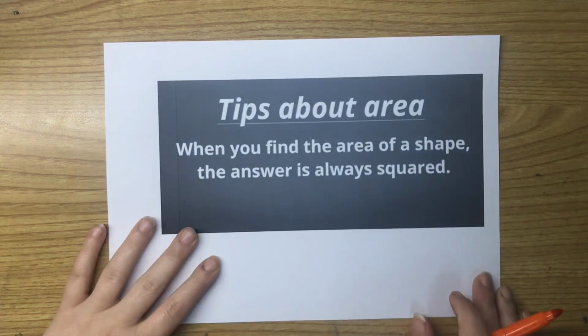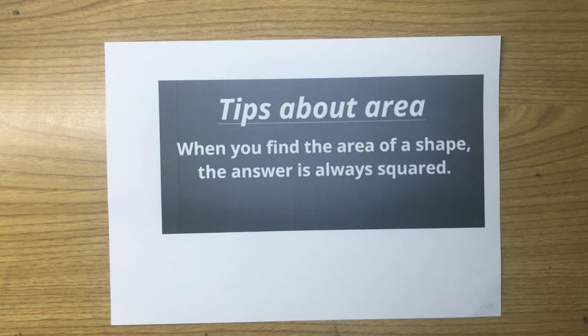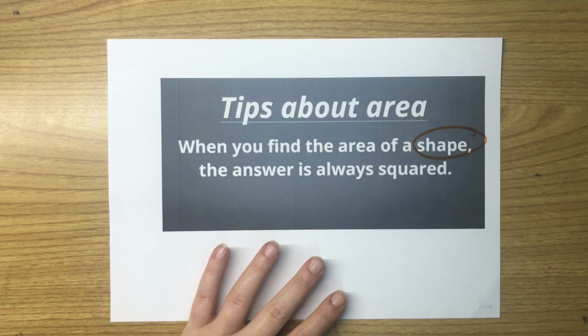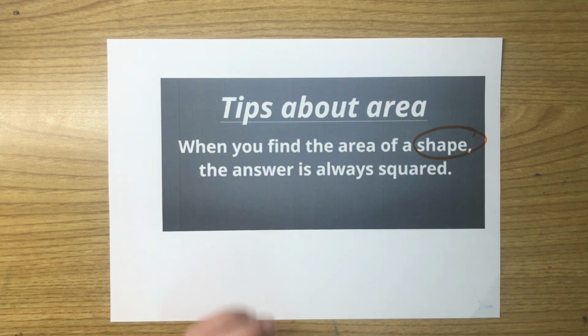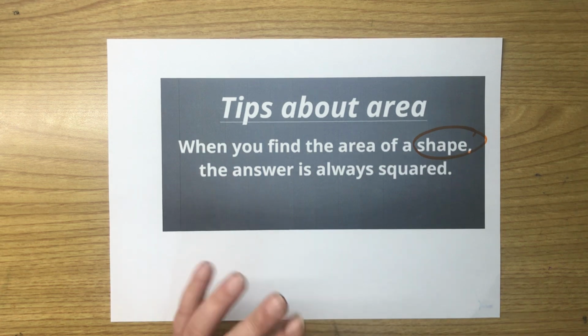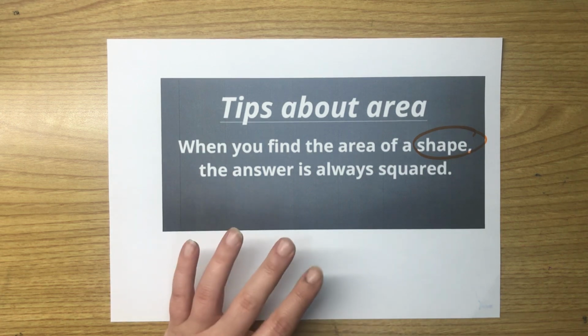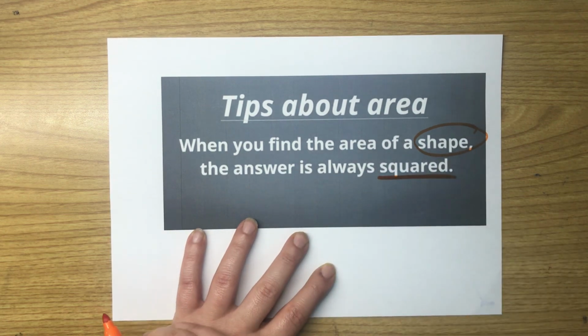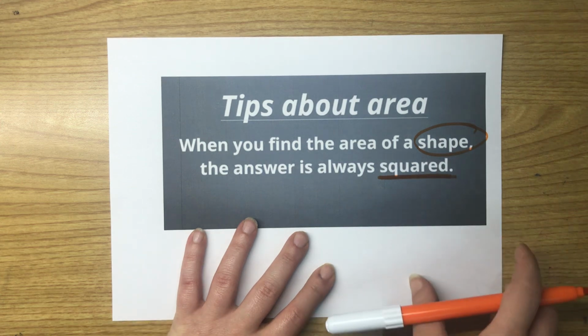Now tips about area. When you find the area again of a shape, any shape, not only the square, not only the rectangle, for circles, triangles, parallelograms, anything, you are going to find its area. Always the answer must be squared unit. Okay, the unit must be squared.